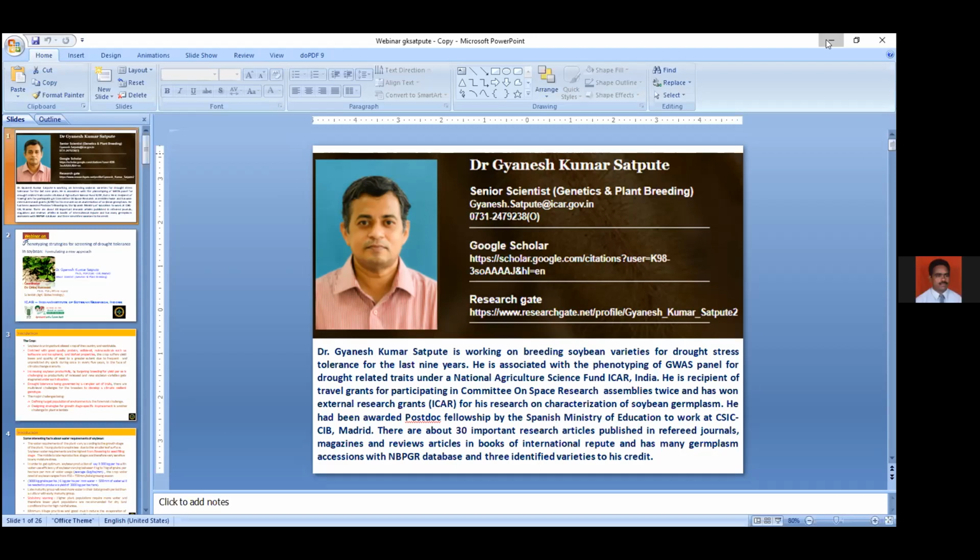Another question, sir: which important root system architecture traits directly influence drought tolerance in soybean? As I've already told, root system architecture is a very complex phenomenon, and very pinpointedly I will say that root angle is the most important thing, and it can be measured in a very simple way: root angle from the soil surface.